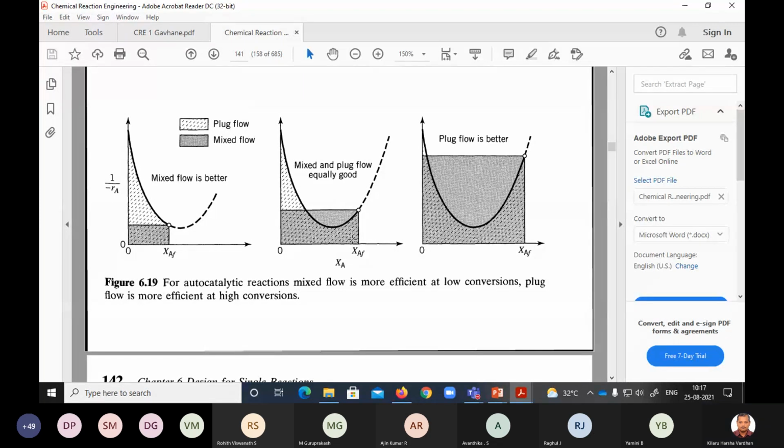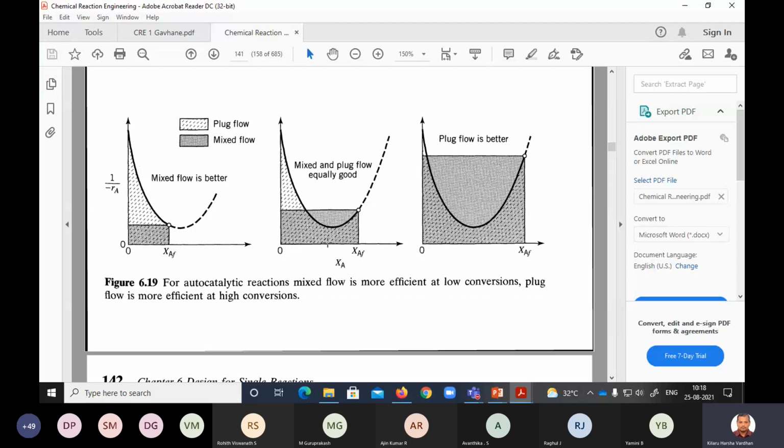Area under the curve. If I use an MFR, what will happen? This is the final conversion. So the area of a rectangle is the CSTR. If you compare the area of the rectangle and the area under the curve, generally the area will be almost equally good, because this extra volume and this extra volume are almost similar. So for this particular conversion, for this kind of autocatalyzed reaction, either a mixed reactor or a plug flow reactor is good. You can use both for the same conversion. The volume is almost the same.